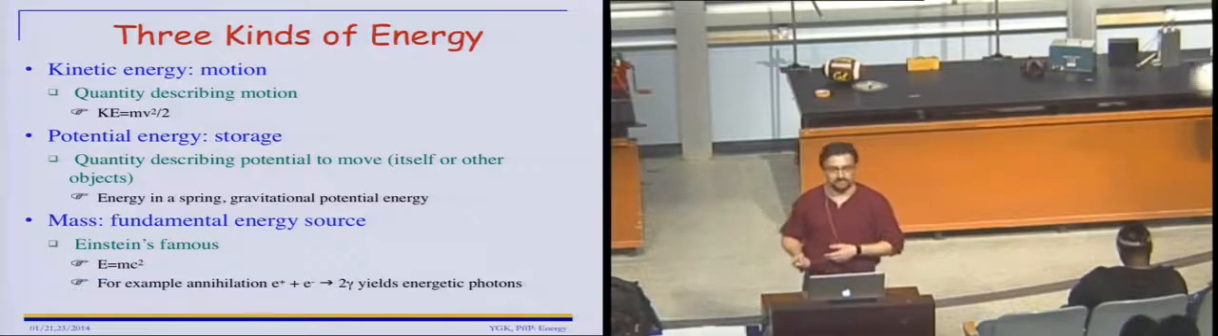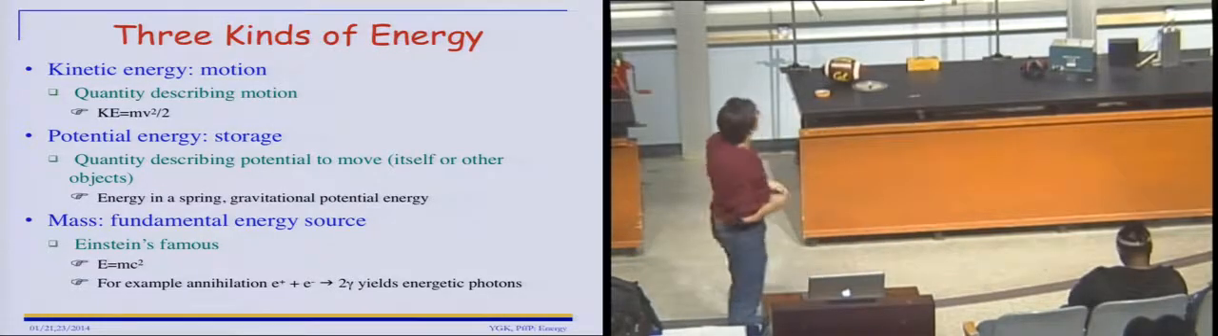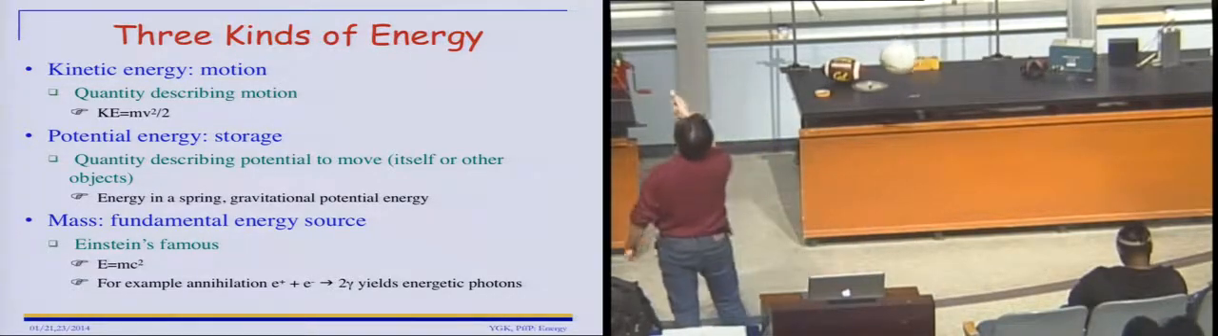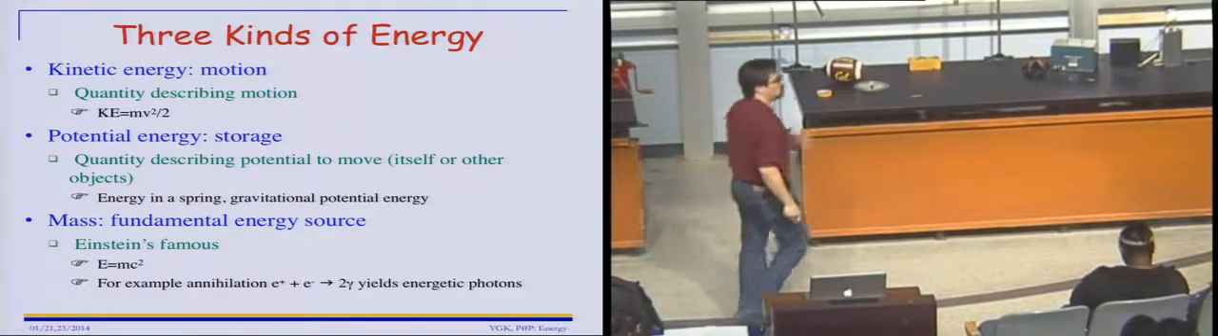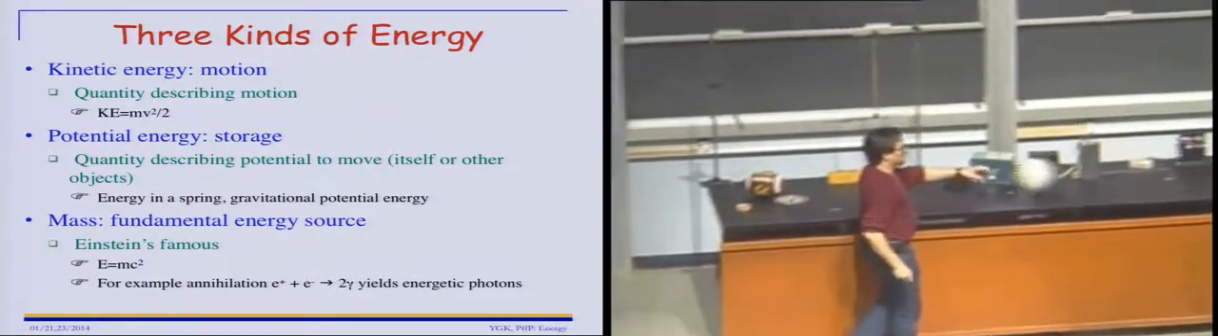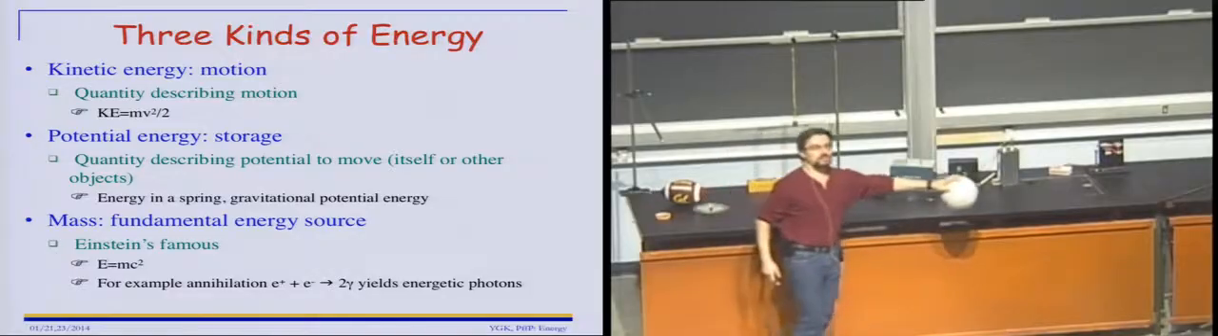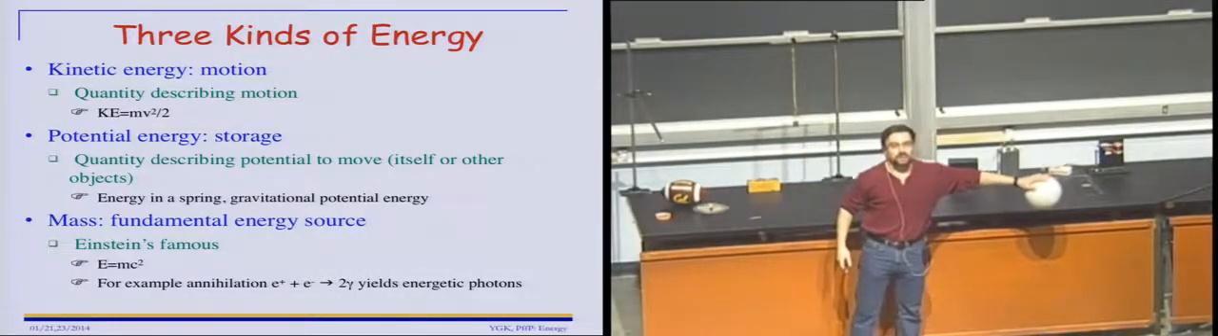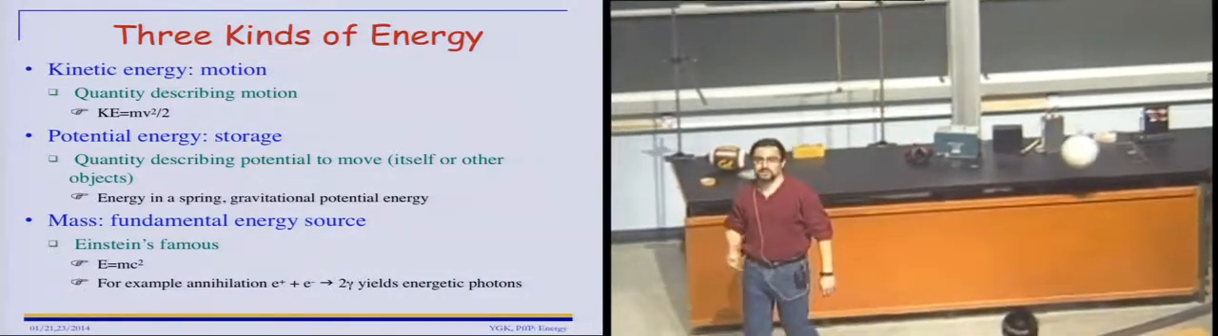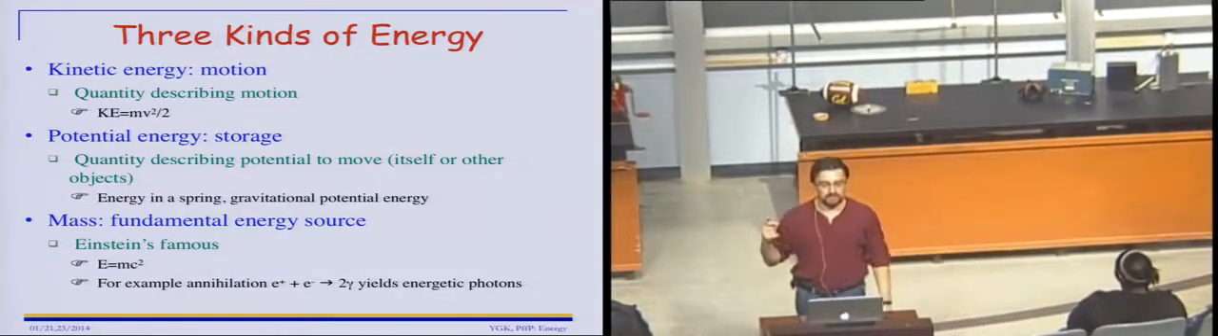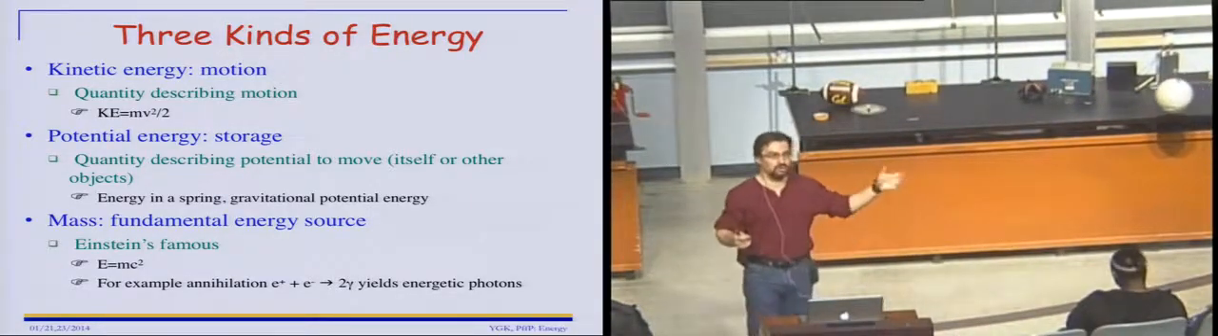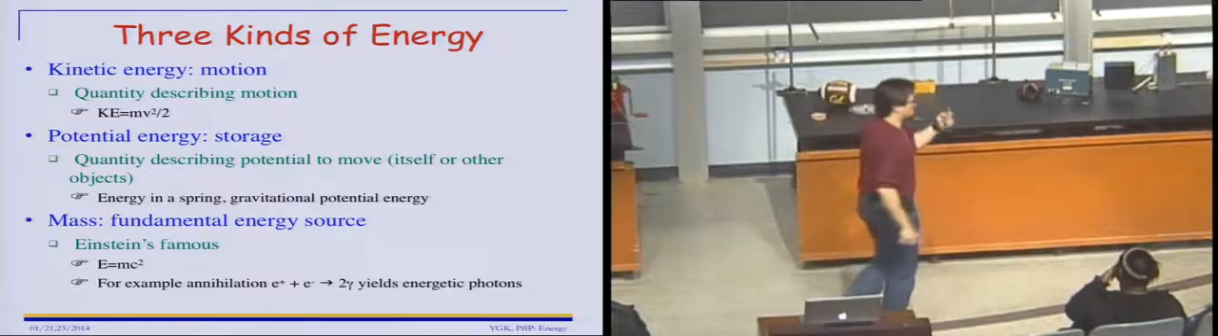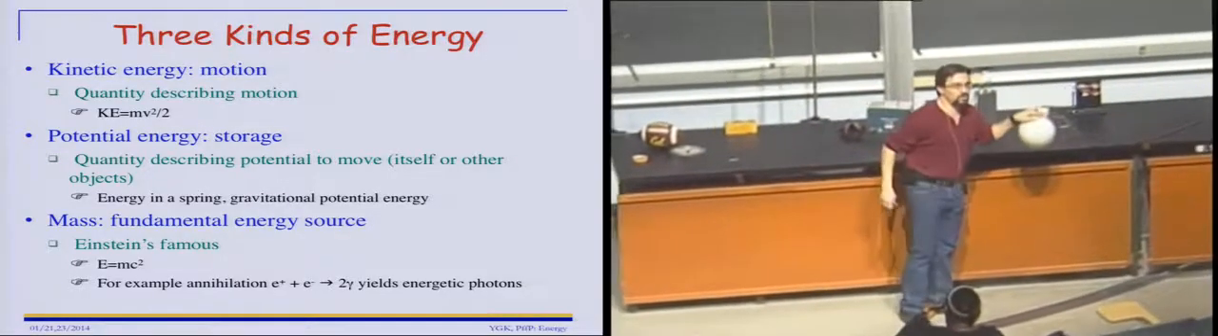There are 3 types of energy that we know. Kinetic energy, which is really a characteristic of the motion. You can write down the formula, or you can just remember the concept that the amount of energy contained in the motion of a body depends on 2 things. It depends on how massive the object is.